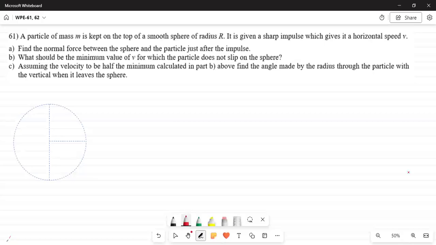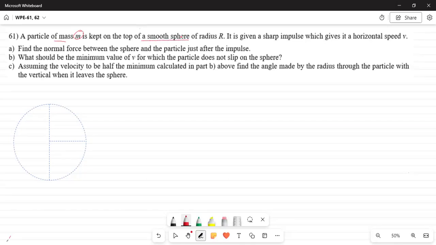So now we start problem number 61. Once again, we have spheres and all that. It says that a particle of mass m, mass is given, is kept on the top of a smooth sphere.